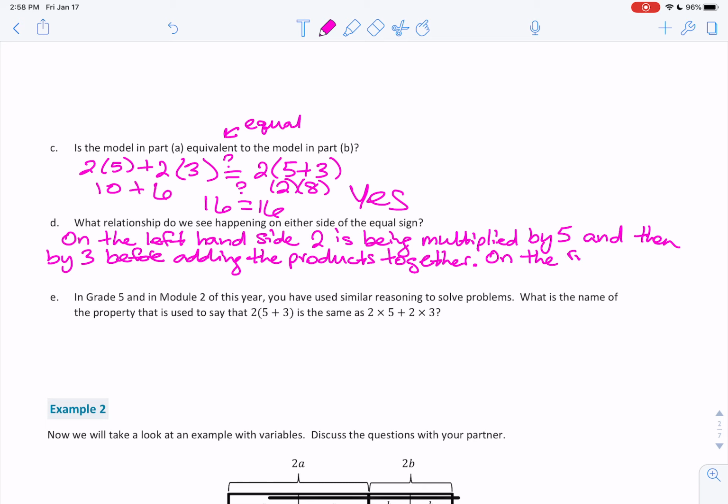On the right-hand side, the 5 and 3 are added first and then multiplied by 2.